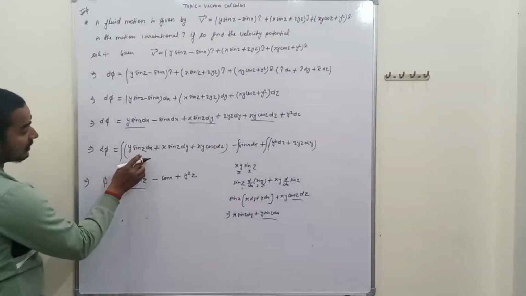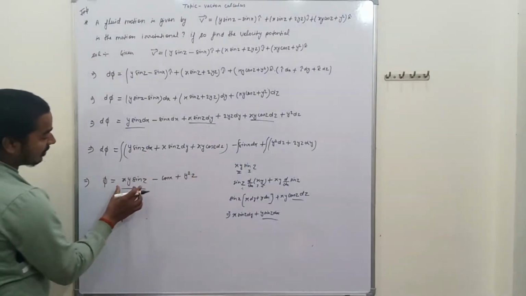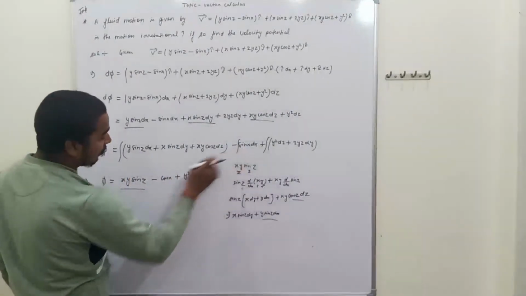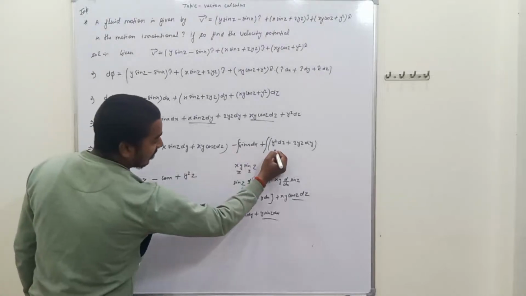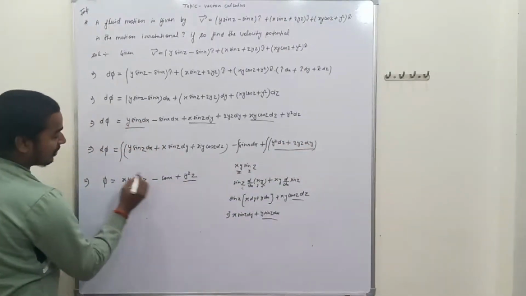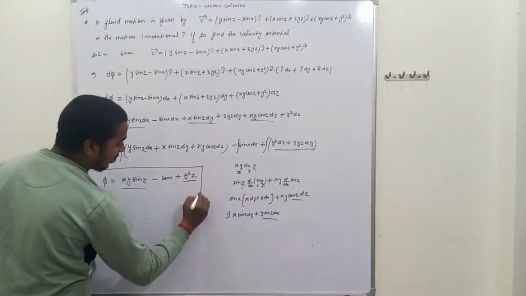So in the bracket we write the integration of this: for sin x we know cos x, and y² dz plus 2yz dy is written as y²z. This is the required solution of the given problem.